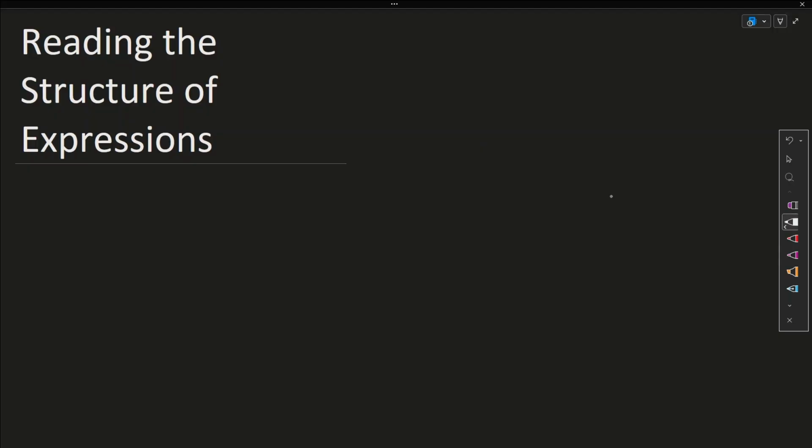In this video, we are going to describe the structure of algebraic expressions using words like term and coefficient. The terms of an expression are the parts that are separated by addition or subtraction at the main level of the expression.